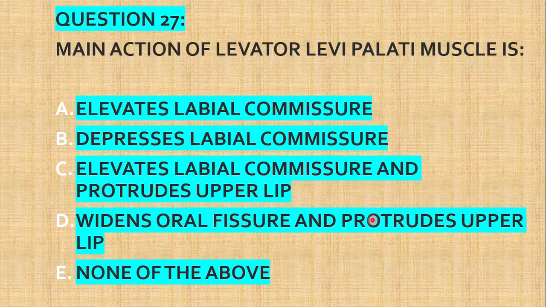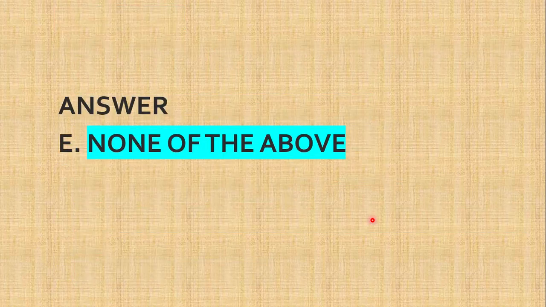Question 27. The main action of levator labii palati muscle. It's an elevator of the palate. A. Elevates labial commissure. False. B. Depresses labial commissure. Wrong. C. Elevates labial commissure and protrudes upper lip. False. D. Widens oral fissure and protrudes upper lip. Wrong. Option E, none of the above. And the answer to this question is option E, none of the above. Okay.